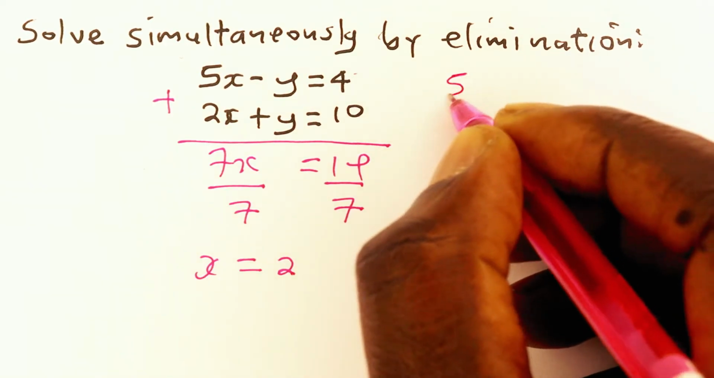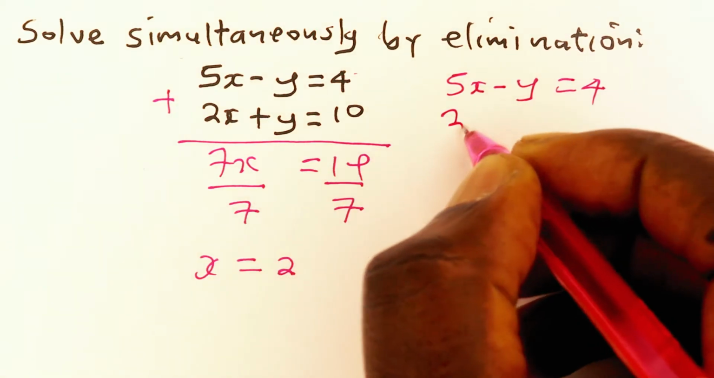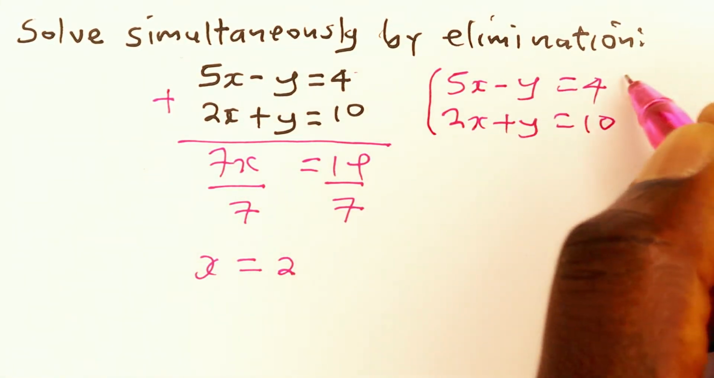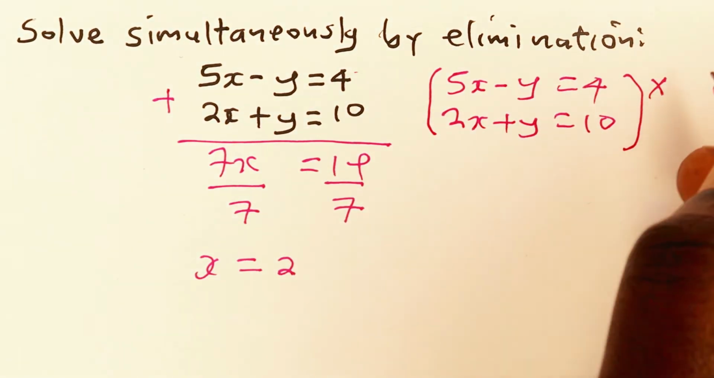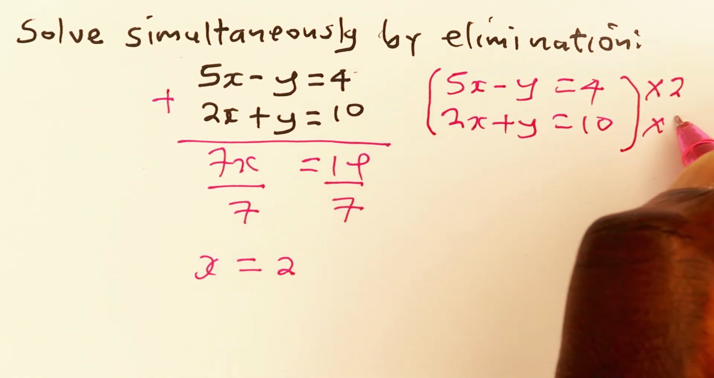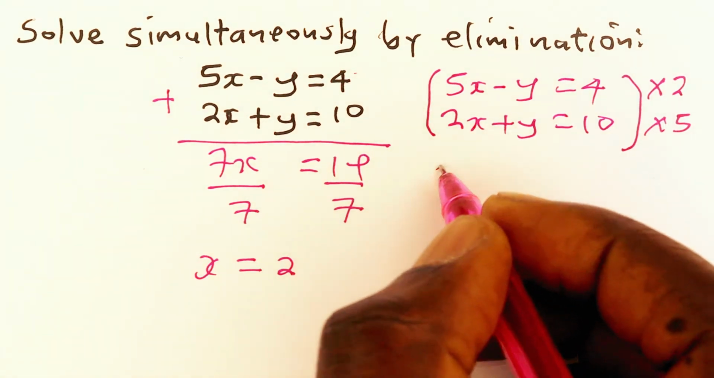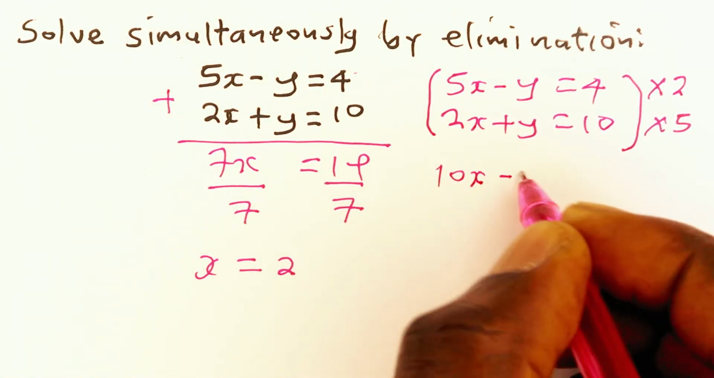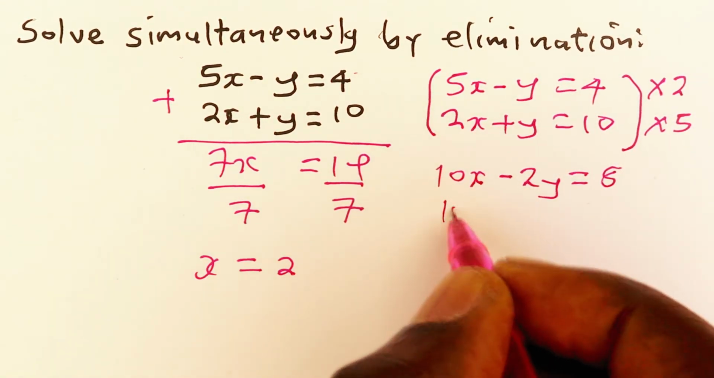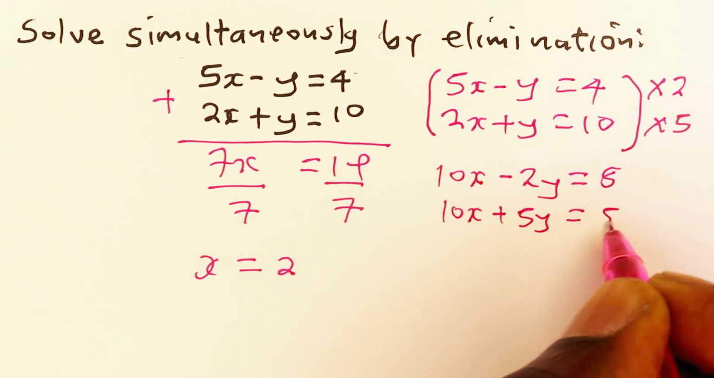So if we have 5x minus y is equal to 4, and we also have 2x plus y is equal to 10, we just multiply the first one by the coefficient of x in the second equation, that is 2, and we do the same for the second equation. So when we do that, we're going to get 10x minus 2y is equal to 8. And then here we're going to have 10x plus 5y is equal to 50.